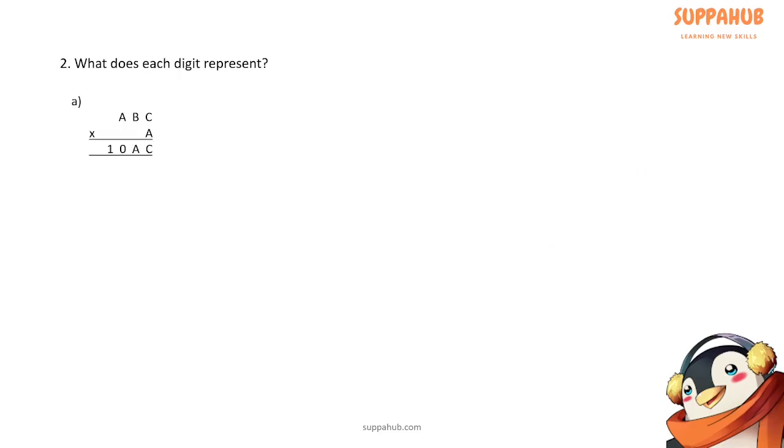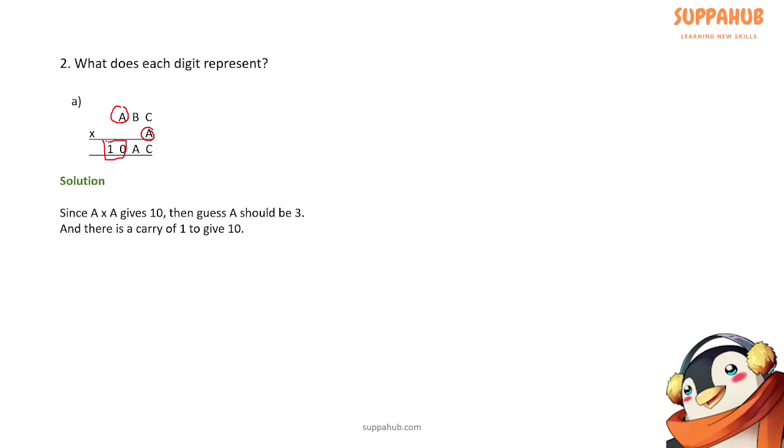Okay, let's go to the next question. In this one, you have A, B, C times A gives you 1, 0, A, C. So A times A gives 10, okay? So let's guess A is 3 and see whether it works out. Because if A equals 3, yes, I know it gives 9, but 1 carry will give you 10, right? Of course, there are other numbers that are possible.